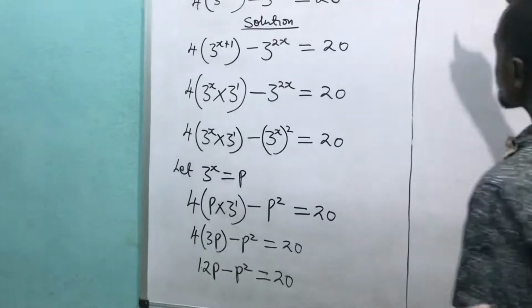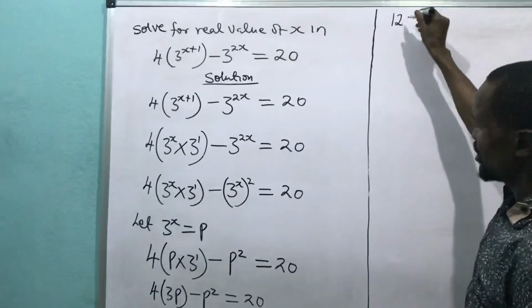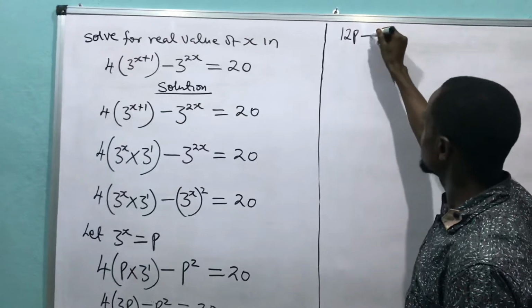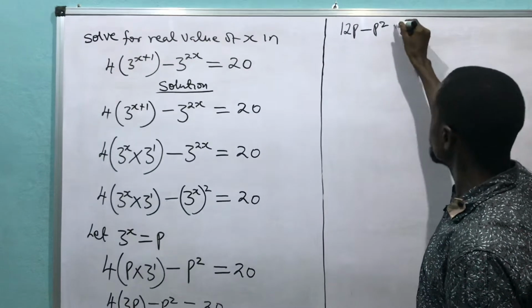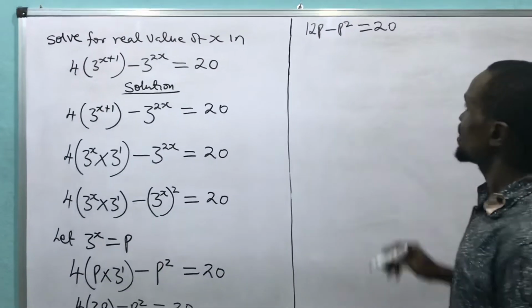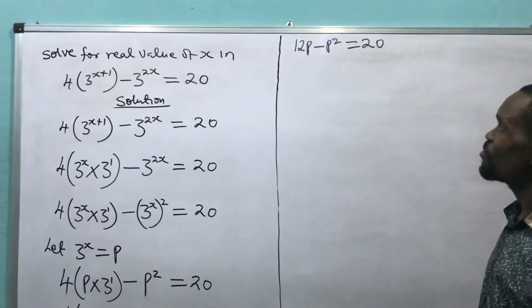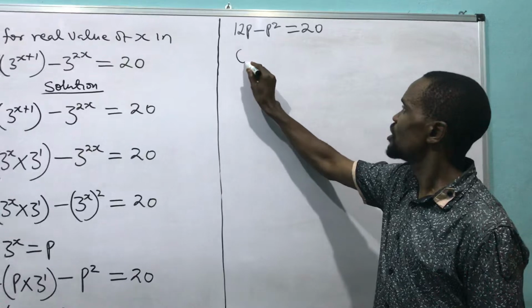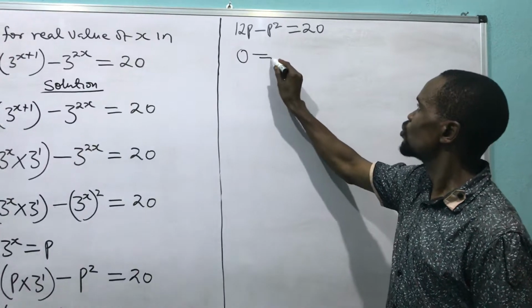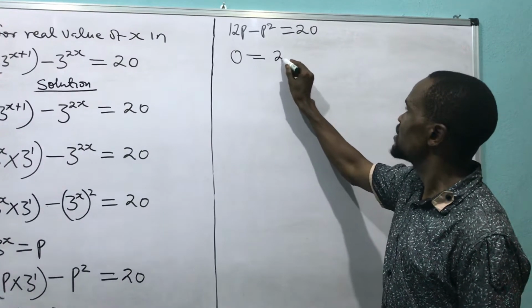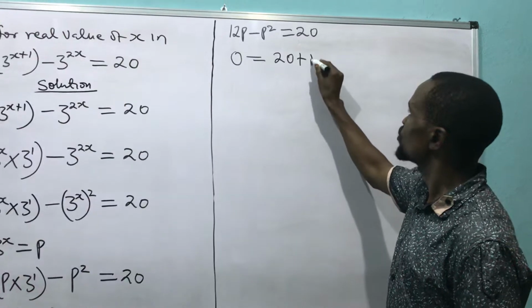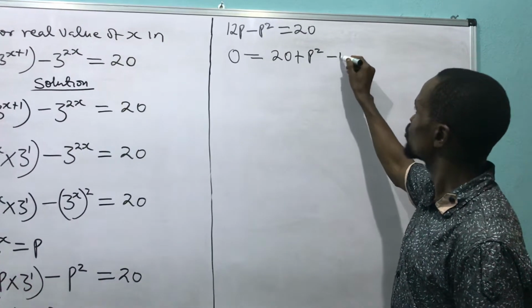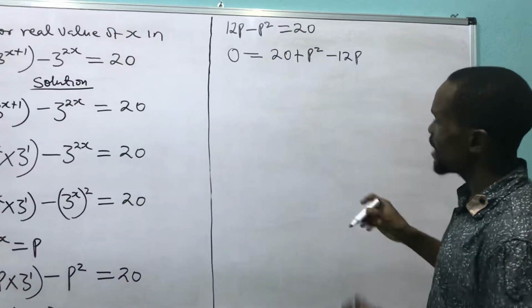I have to arrange this in a quadratic format. This is not arranged, but it is a quadratic. I have to arrange it in a quadratic format. How? I can now say that this side becomes 0 and it equals 20 plus P squared minus 12P. You know what I did?